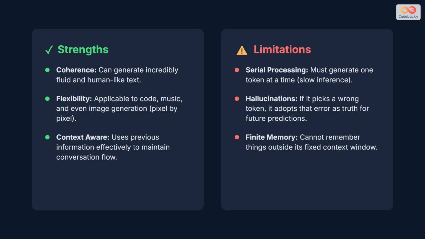These models are powerful, but they have trade-offs. Their biggest strength is coherence. They write very fluently. However, because they generate one token at a time, they can be slower than other types of models. Also, if they make a mistake early on, that mistake becomes part of the context, potentially leading to hallucinations or completely incorrect facts down the line.